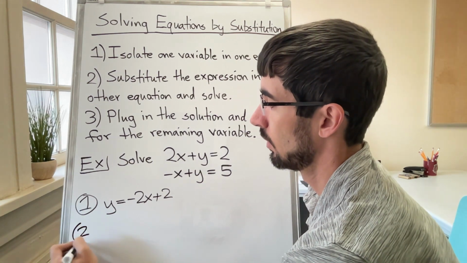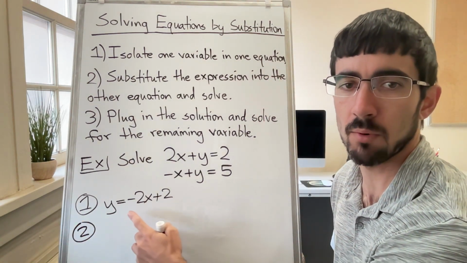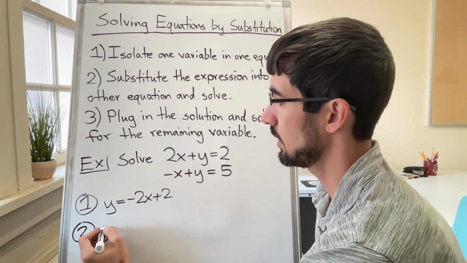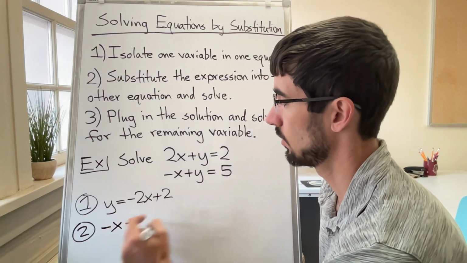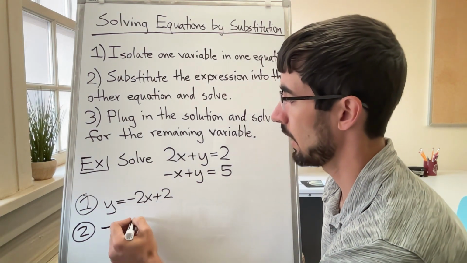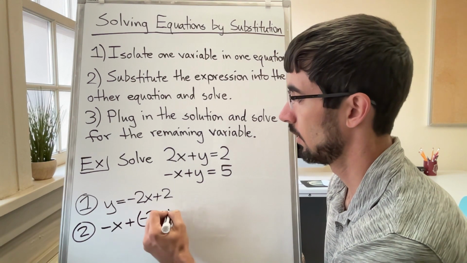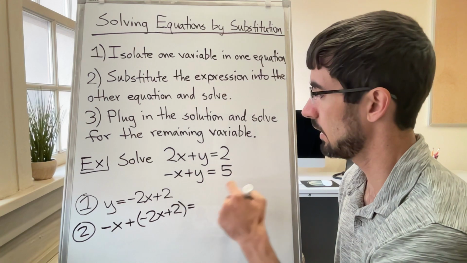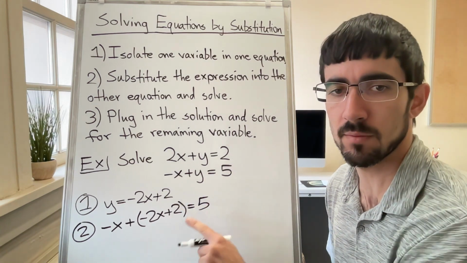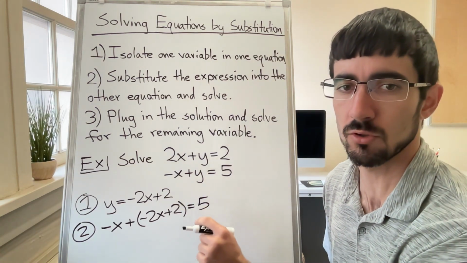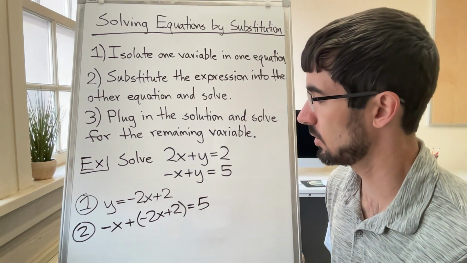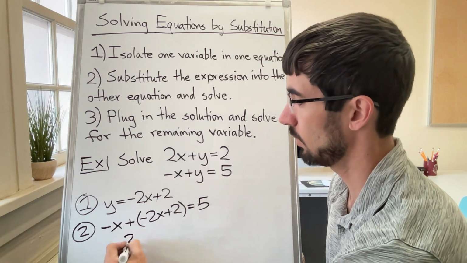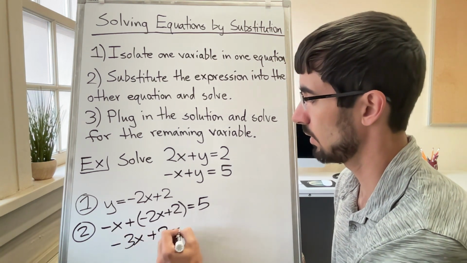Step two, let's take this expression for y equals negative 2x plus 2, and let's plug it into the second equation. So I have negative x plus y, but instead of writing y, I'm going to write this substitution for y, negative 2x plus 2, and then that equals 5. So I made the substitution right here in step two. That's the crucial part of solving by substitution. Now I want to solve this equation. So I'll collect like terms. I have negative 3x plus 2 equals 5.